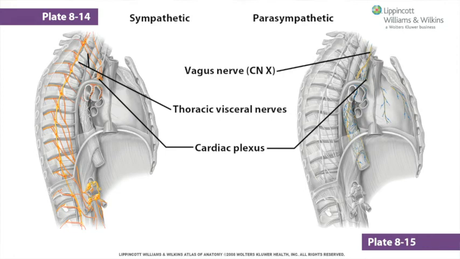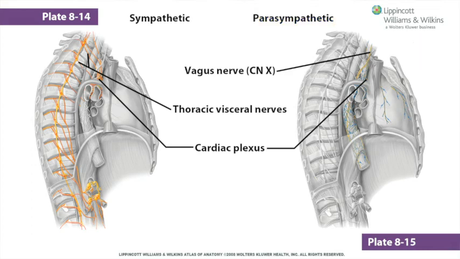Branches from the cardiac plexus end in the sinoatrial and atrioventricular nodes and also innervate the smooth muscle of the coronary arteries. Sympathetic innervation increases heart rate and force of contraction and dilates the coronary arteries. As you might imagine, parasympathetic innervation decreases heart rate, decreases the force of myocardial contraction, and constricts the coronary arteries.